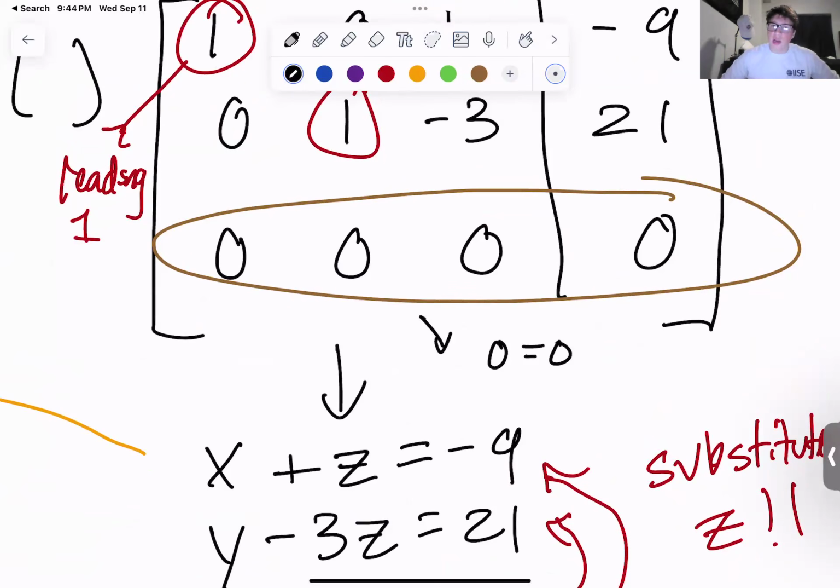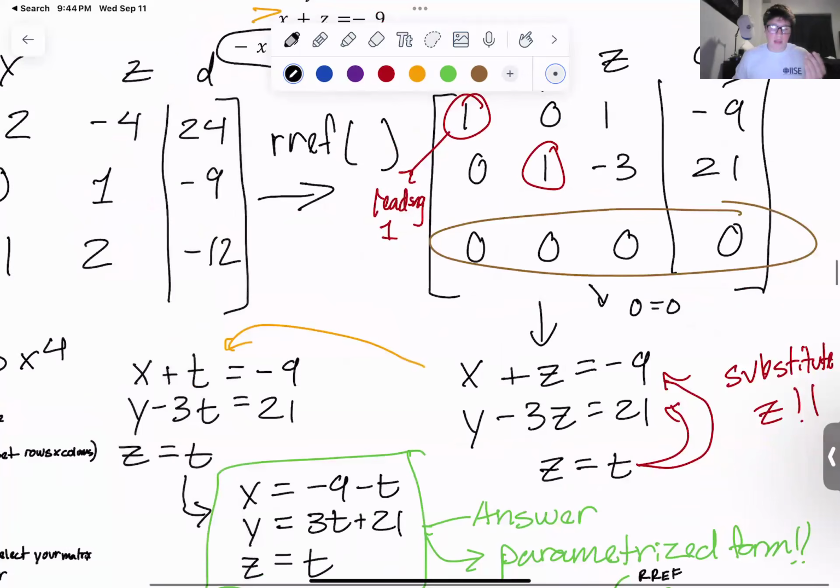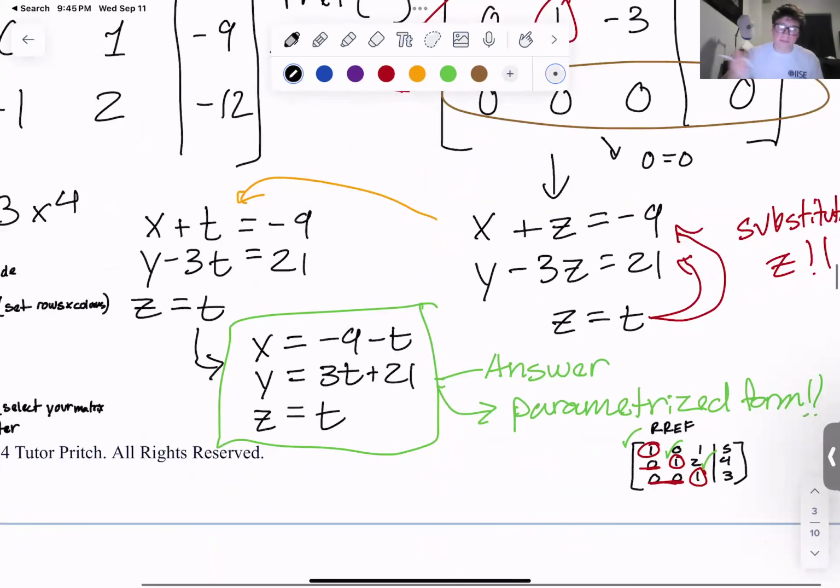So we need to figure out a way to parametrize it. And I can't really explain what parametrize is, because I don't want to confuse you guys more, but just know that when you see the row full of zeros, you're going to turn it into z equals t, or it may be some other variable if the question description says that, but most of the time it's just going to be z equals t. And it's going to be that last row that's all zeros, because you're putting it into REF. And yeah.